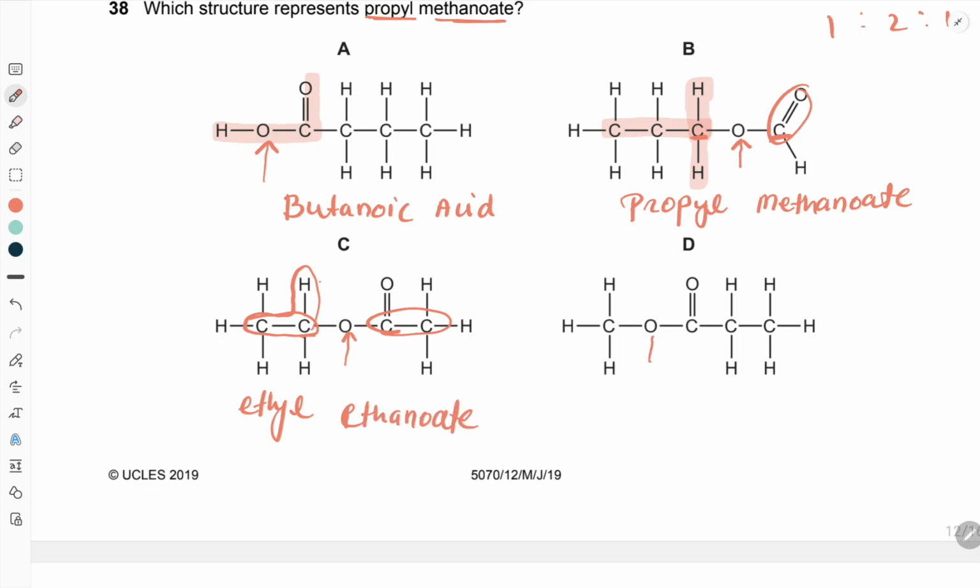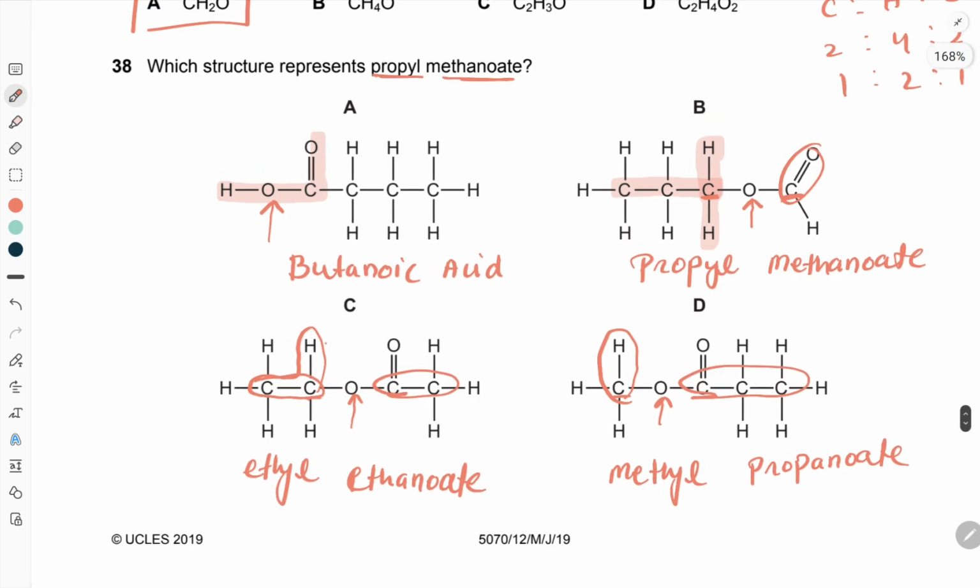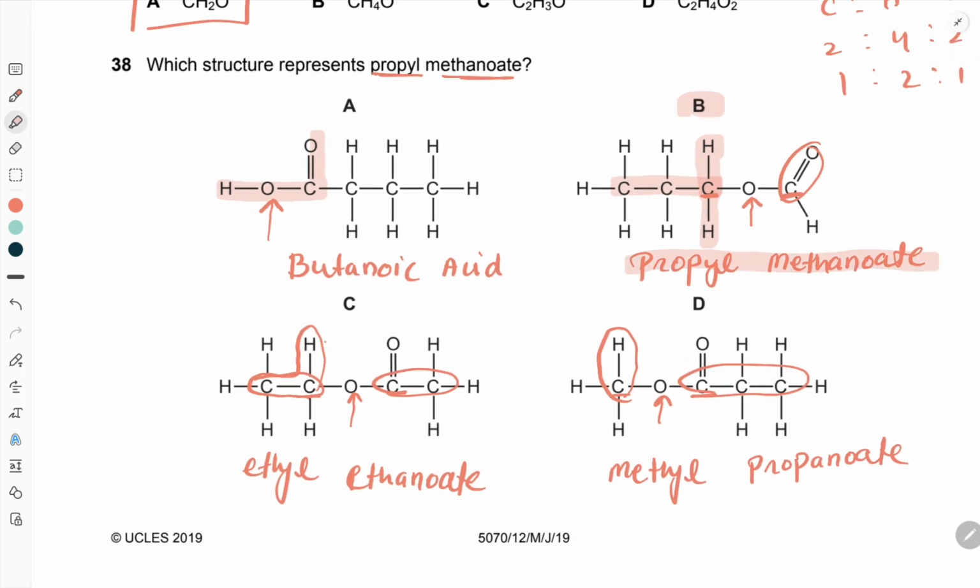Again this oxygen is your reference. On both sides we have carbon. Naming starts from that side where carbon has hydrogen. This is methyl because we have only 1 carbon. On the other side we have 3 carbons, methyl propanoate, which means we are looking for propyl methanoate. So B is the correct answer.